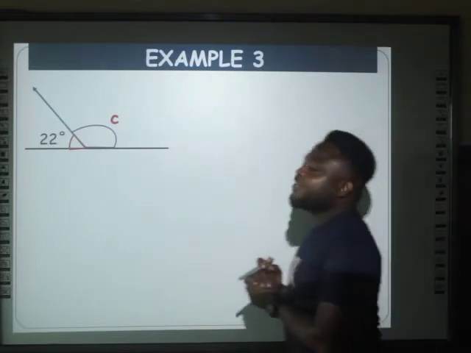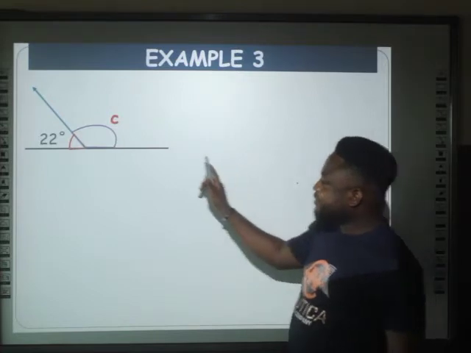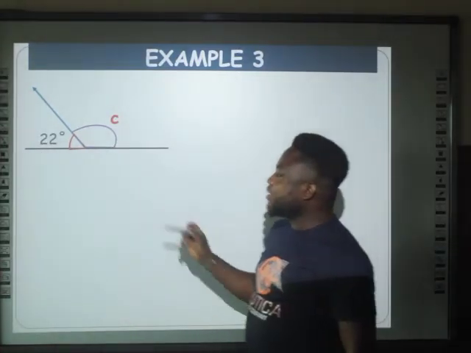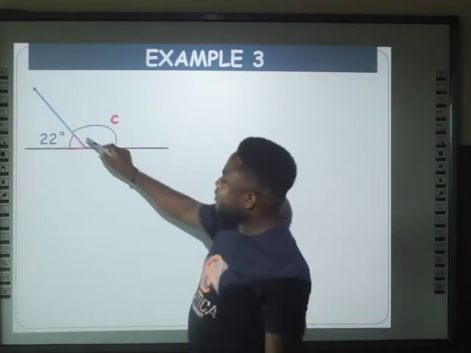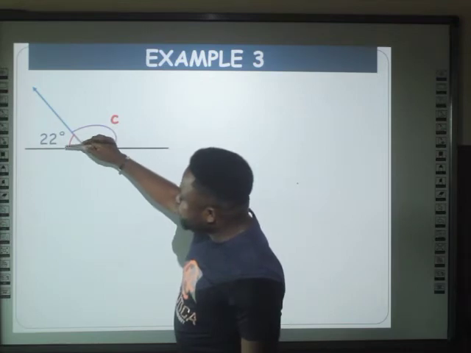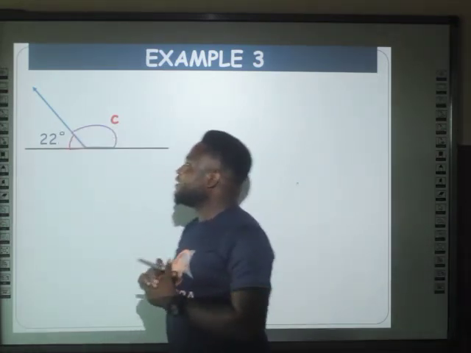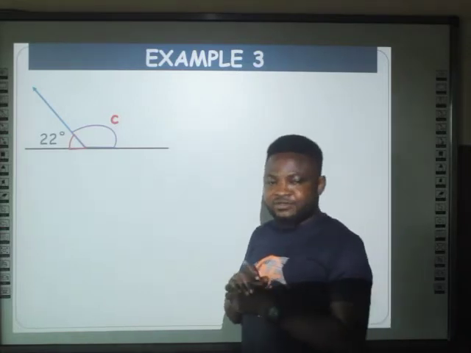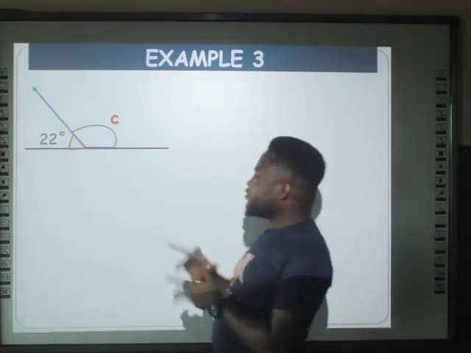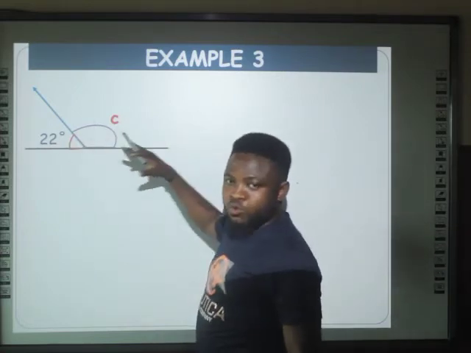Now, in example 3, you observe that this is a straight line. Okay? Of course, how many angles do you have here? 1, angle C, 2, 22 degrees. Okay? And remember, I said sum of angles on a straight line is what? 180 degrees, which are supplementary angles. So we can now say addition of these two angles must be equal to 180 degrees.